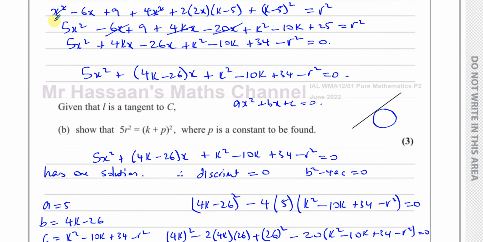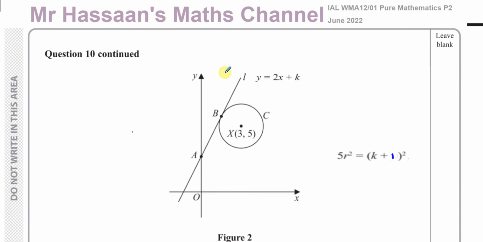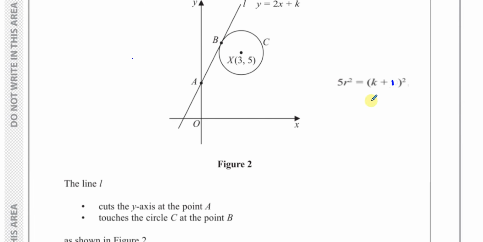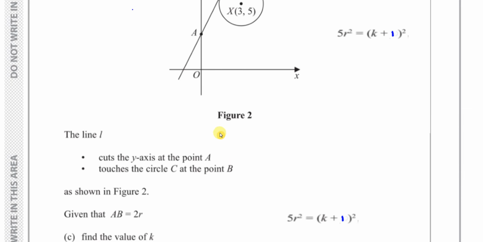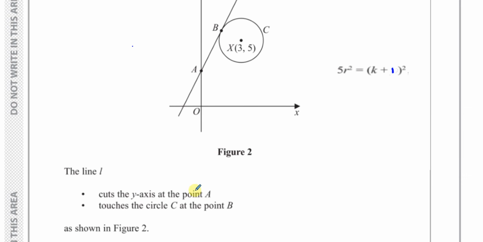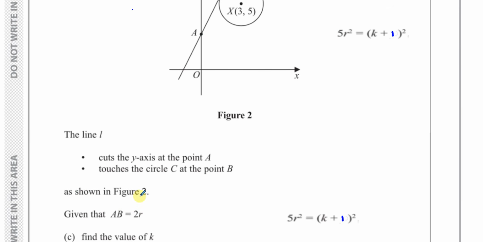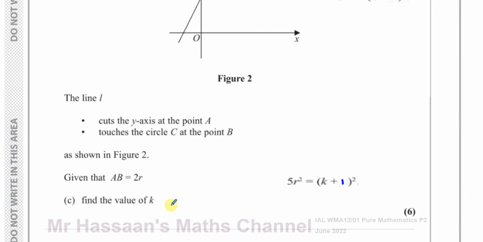Now we're going to move on to part C. Now, part C, they've given us the diagram now. They've given us the line. That's a tangent to the circle. There's the center of the circle. This is what we had to just show: 5r squared equals k plus, now we found the p is equal to 1, so we put k plus 1 squared. And then it tells us the line L cuts the y-axis at the point A and touches the circle C at the point B, as shown in figure 2. So given that AB equals 2r, find the value of k.